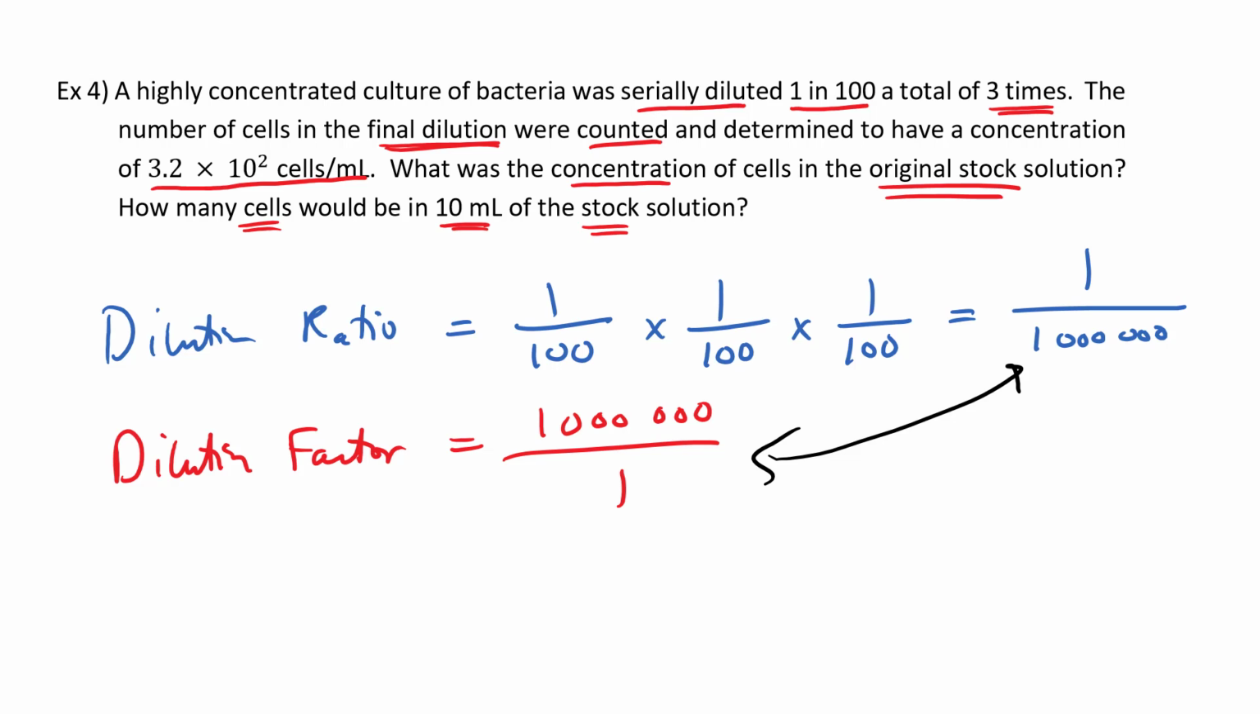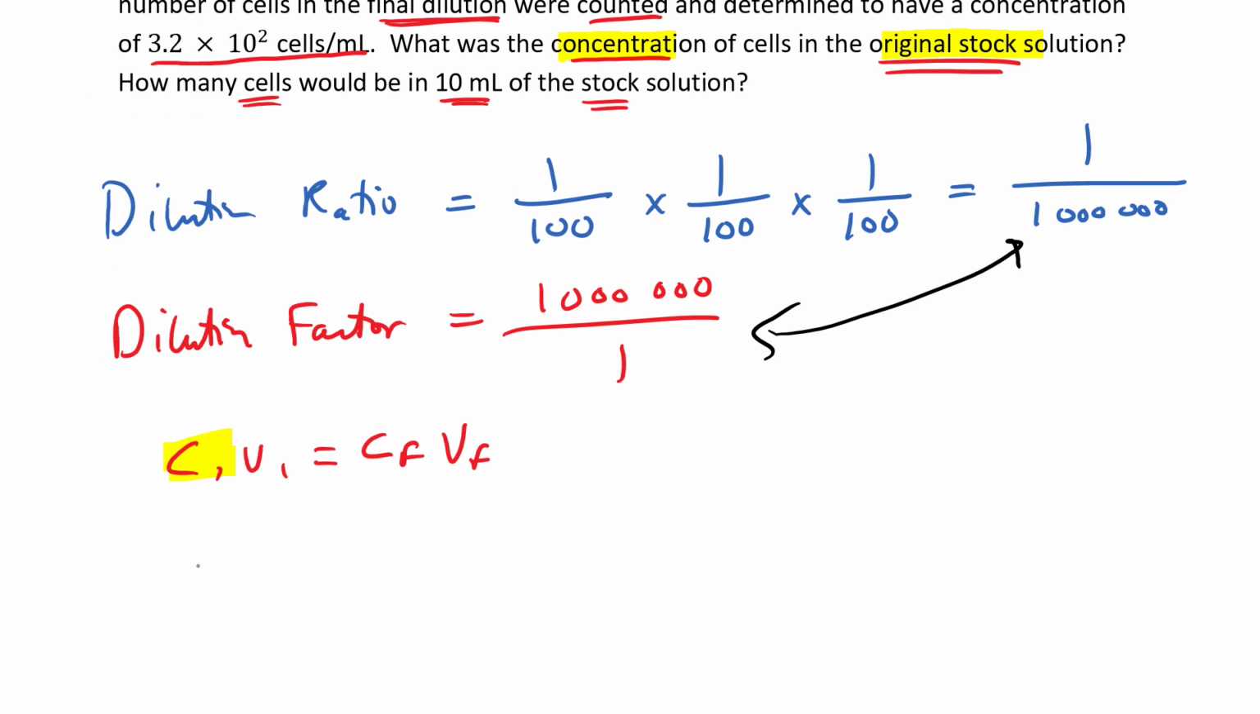I want to determine what the concentration of my initial stock was. C1V1 equals CFVF. I want to know my initial concentration, so we'll rearrange, keeping my volumes together as a fraction. This will be my dilution. My final concentration I have right here. I will sub those in and solve.